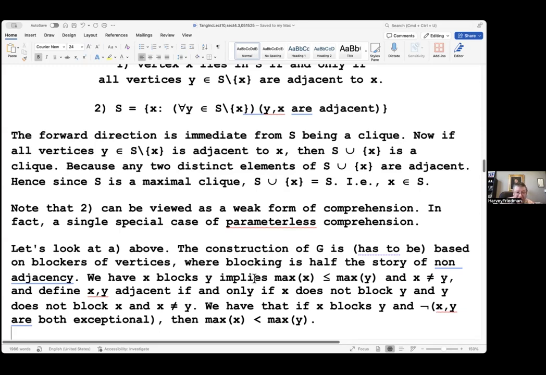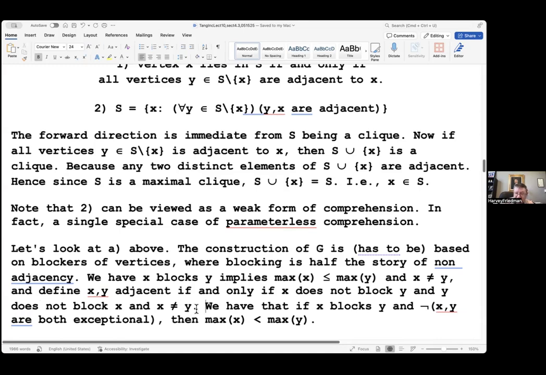So you organize this by defining the graph by the blocking relation, and the blocking is half the story of non-adjacency. So we have X blocks Y implies, you only block higher things. X blocks Y implies max X less than or equal to max Y and X not Y. And define X and Y adjacent if and only if X does not block Y and Y does not block X and X is not Y. That's the basics of how we roll out G, the blocking relation. And then the blocking relation gives you the adjacency relation.